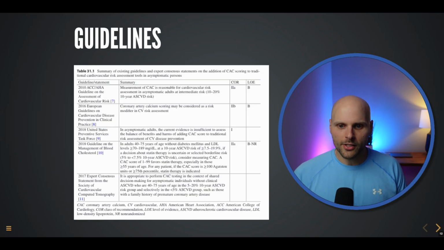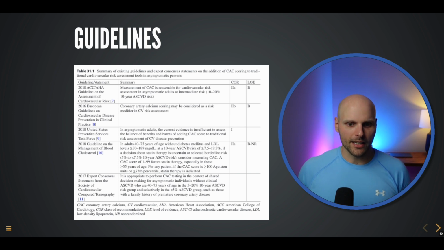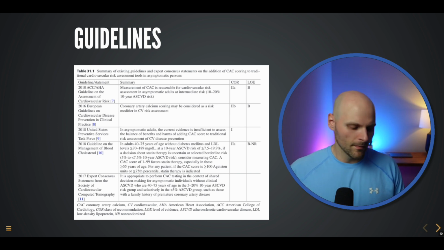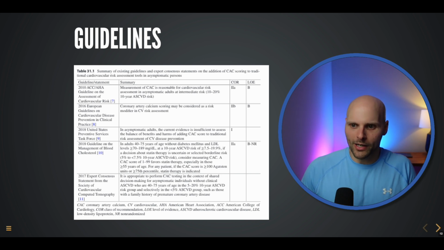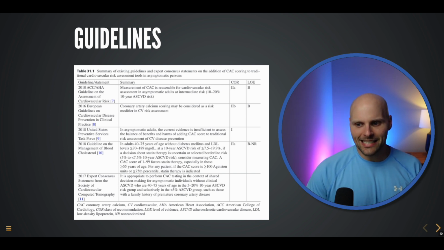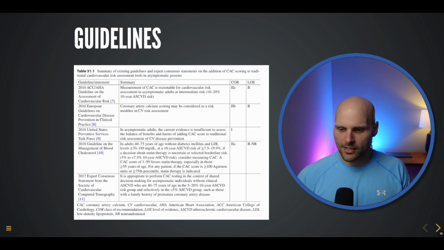All right, so here we're going to talk about various organizations and what their guidelines are for CACs. Like I said, I talked about the 2018 ACC/AHA guidelines before, kind of how we use that, and they recommend it for people who are intermediate risk, to help determine whether we should start a lipid-lowering medication. In 2010, the ACC/AHA, like I said, talked about the intermediate risk. The updated one in 2018 is kind of the same as well.